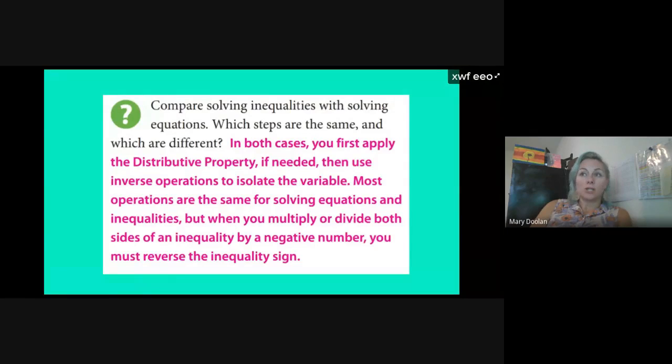Most operations are the same for solving equations and inequalities, but the difference is when you multiply or divide both sides of an inequality by a negative number. If you do that, you have to reverse your inequality sign. You have to flip that sign around. If it was facing this way, you have to face it that way. You keep it the same as far as less than or greater than, and if you had the or equal to part, you would keep that with it too.